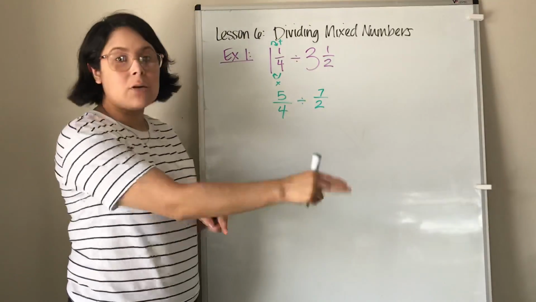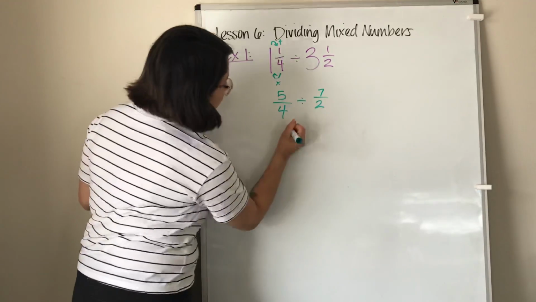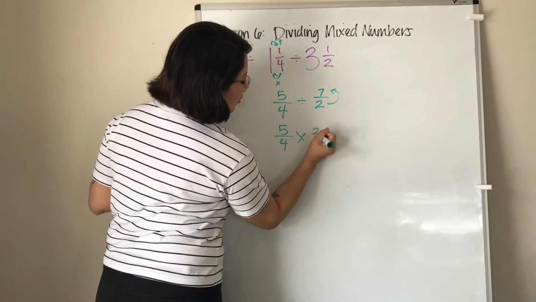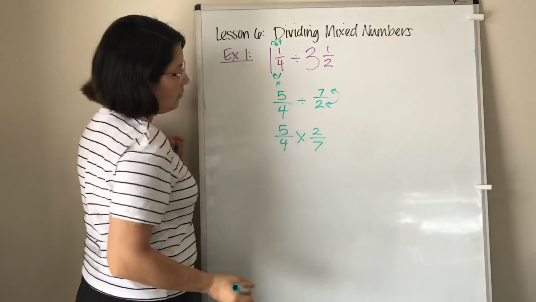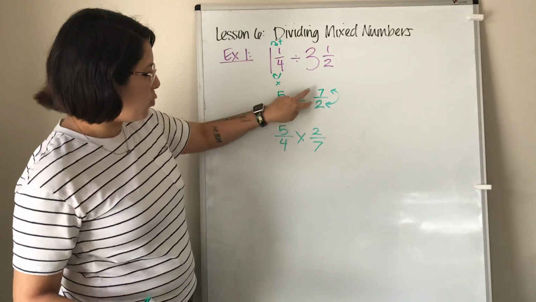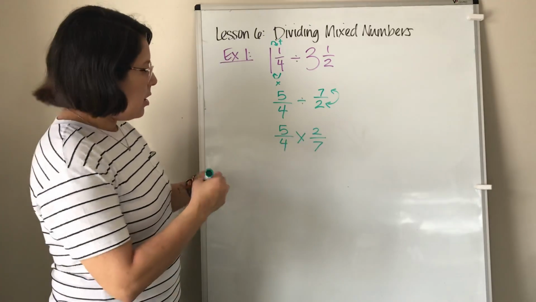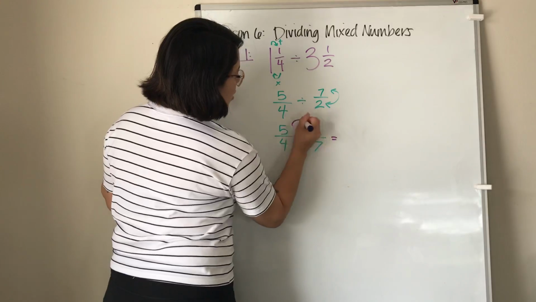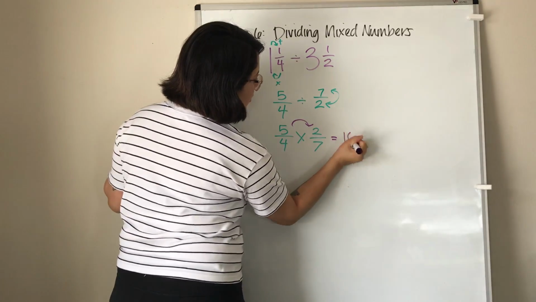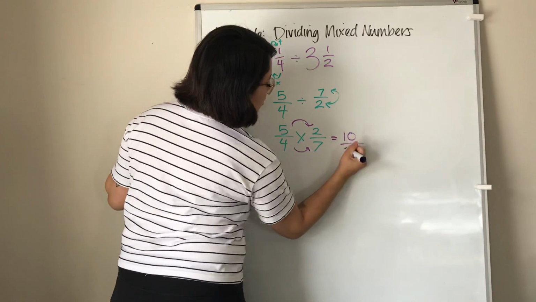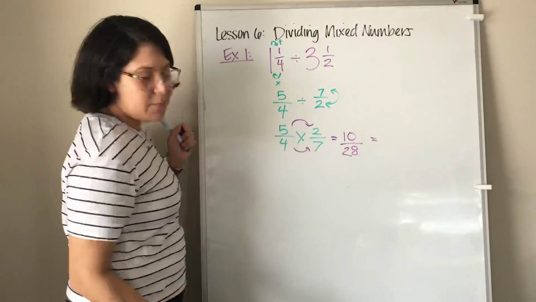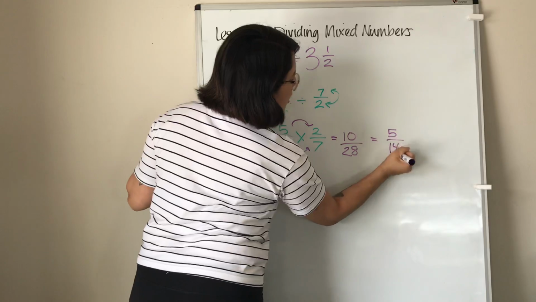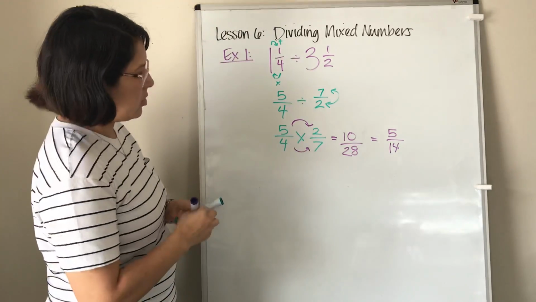Okay, now comes step 2. You're going to rewrite this, multiply by the reciprocal. Okay, multiply by the reciprocal. Switch it around. Here it is. Okay, next is you're going to multiply and multiply. Last step is simplify. You have 5 over 14. I divide by 2, divide by 2. 5 over 14 is your answer.